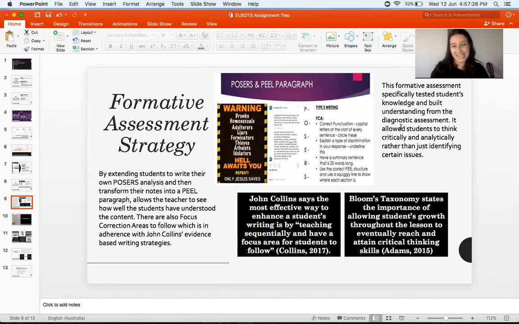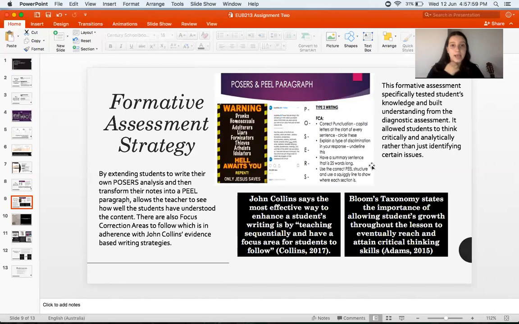As it was an EALD class, I made sure that there were some focus correction areas that people could follow quite easily, and then some that would push the other students who had quite a high ability. So there was correct punctuation, which students had to circle. They had to explain a type of discrimination in their response, and they had to underline it so I could see as a teacher that it was clear. They needed to have a summary sentence that is 25 words long, so at the end of their POSER, they needed to have 25 words. And they needed to use the correct PEEL structure and use a squiggly line to show where each section was.